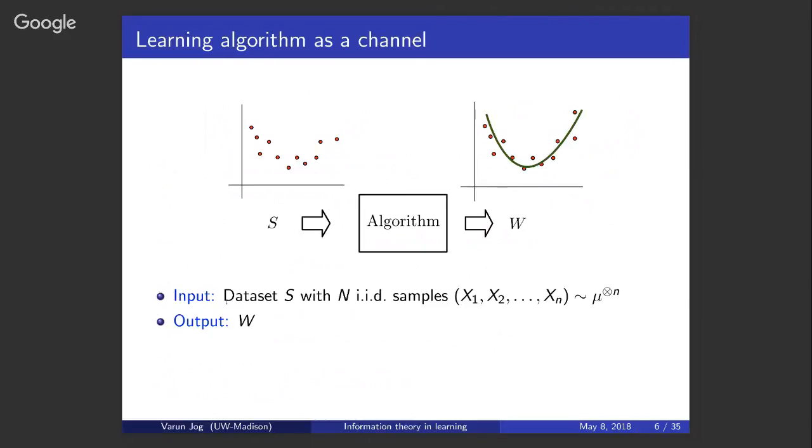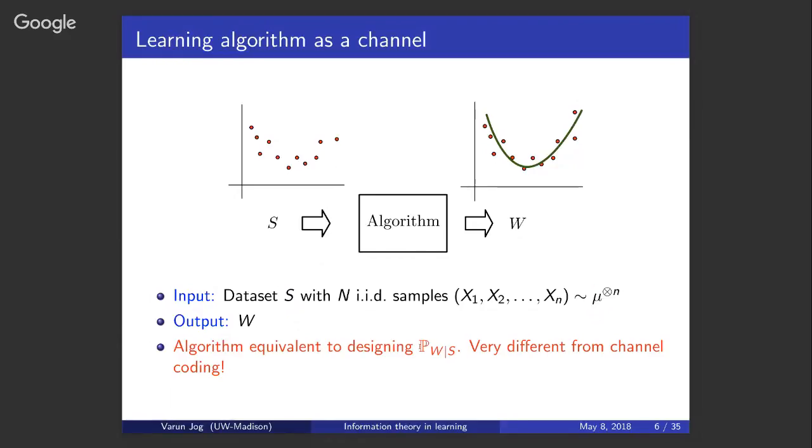So we have an input S, and then we have n IID samples. We assume that the thing that is getting fed to our algorithm is IID samples. Each sample is distributed according to mu. So what's going in is a product distribution. The algorithm looks at these n points, does something, and then produces a W. So the channel here is basically the algorithm. The channel is given an S, you're producing a W, and it's doing something to do that. So the channel is just the probability of W given S.